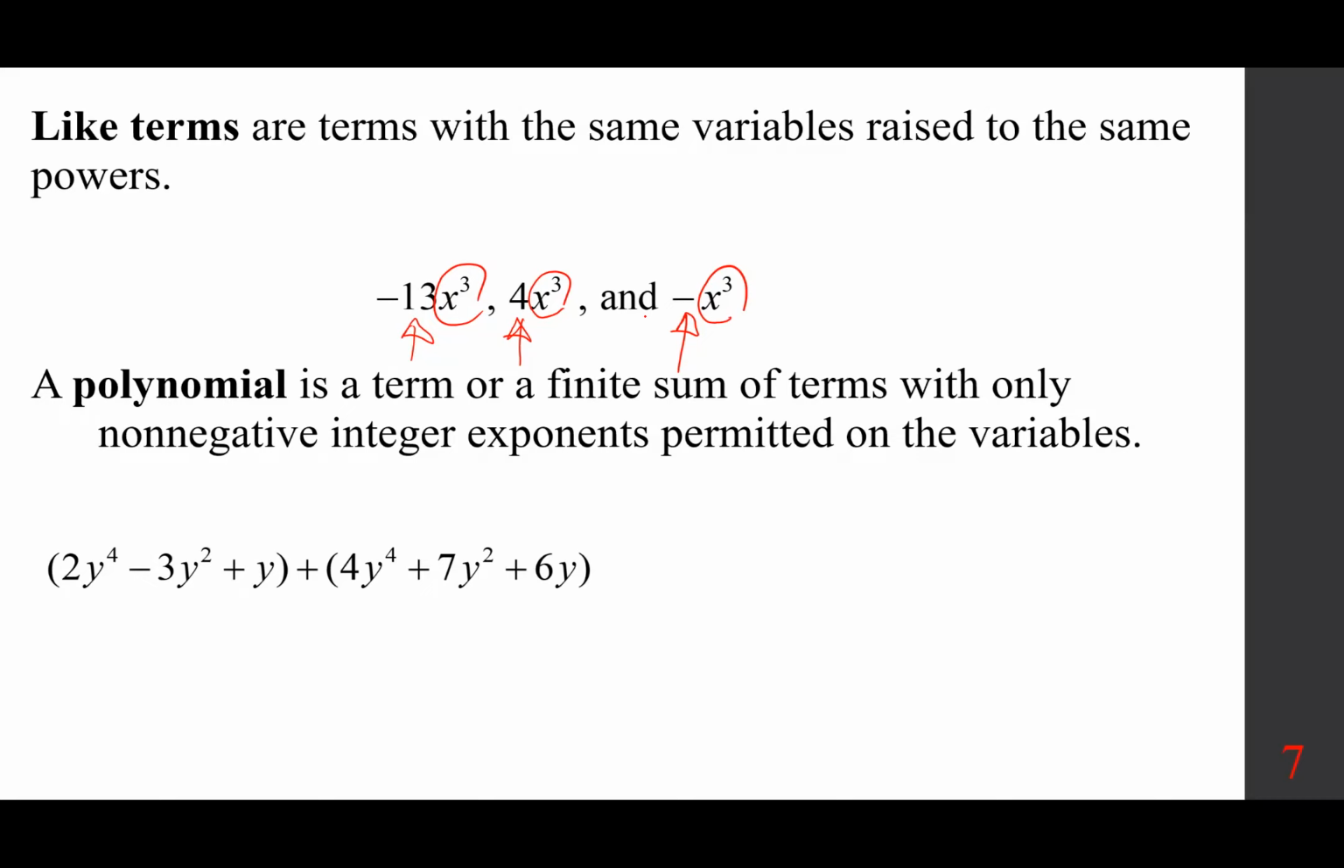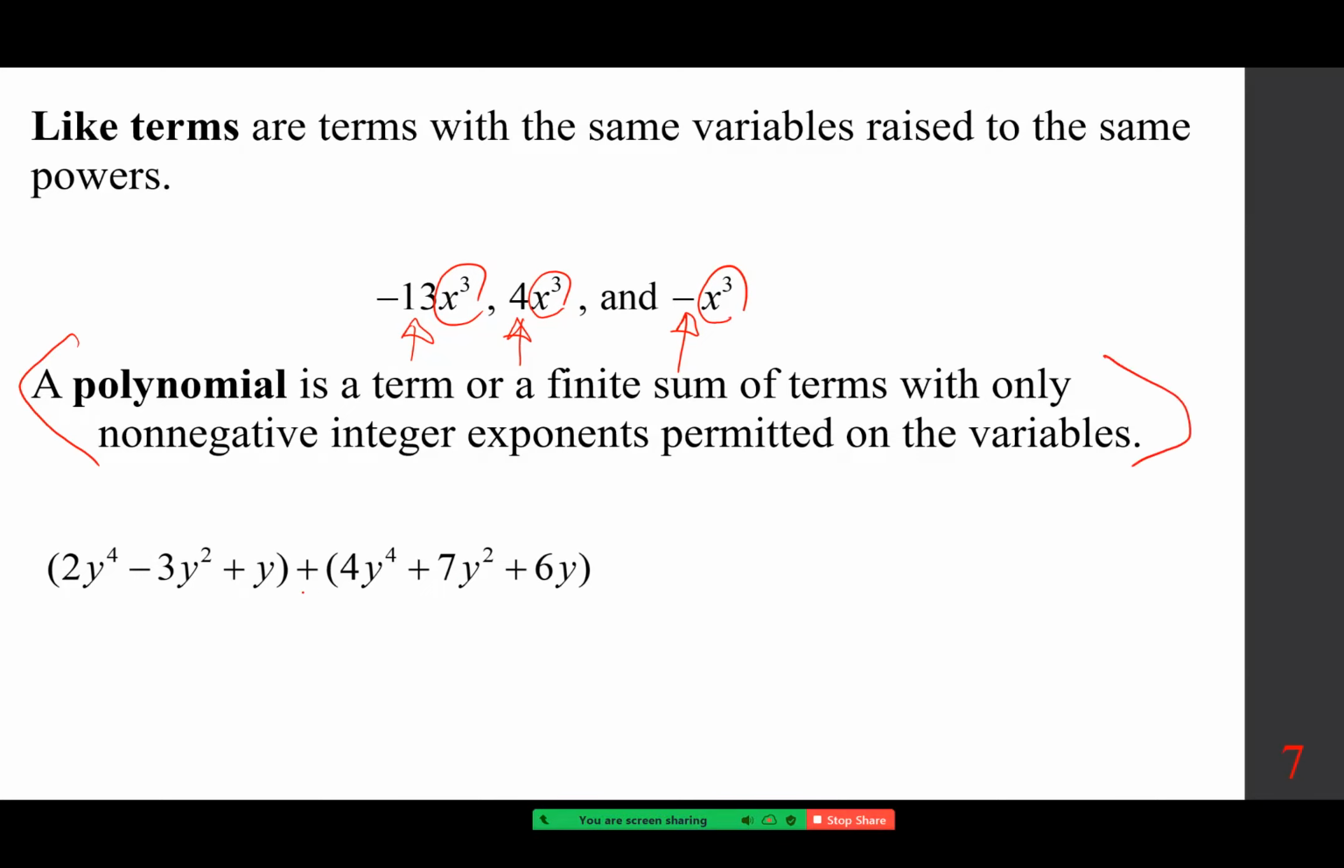What is the definition of a polynomial? Of course. But before you do that, a polynomial is a finite sum of terms with only non-negative integer exponents permitted on the variables. So that is the definition you want to pay attention to.